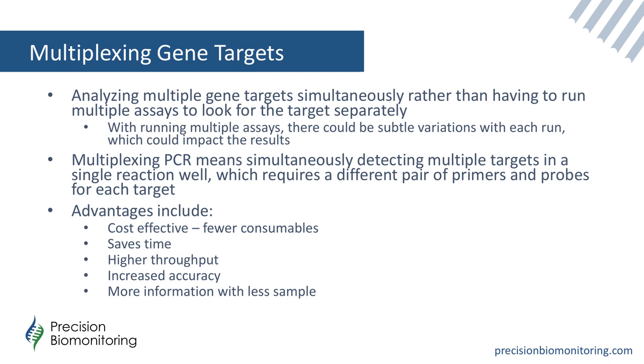So what this multiplexing means, as I mentioned, is it just requires that you have a different pair of primers, those endpoints that target your region of interest, or your target of interest, and then a probe for each of those targets with that different fluorophore on it. So the advantages of this testing is that it can be quite cost effective. You've got fewer consumables, and it saves time, mostly due to less prep time, but also related to higher throughput. So instead of running 2 or 3 tests per sample, you can run 1.